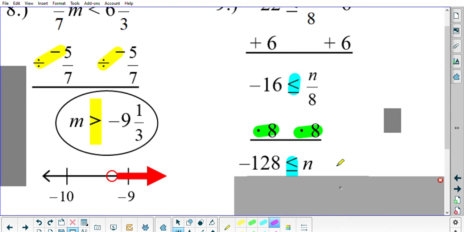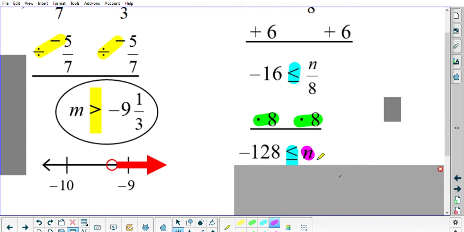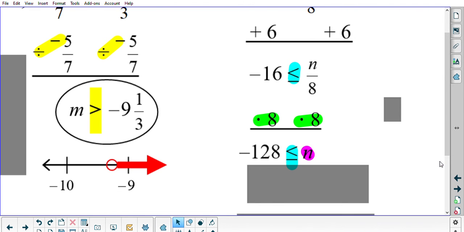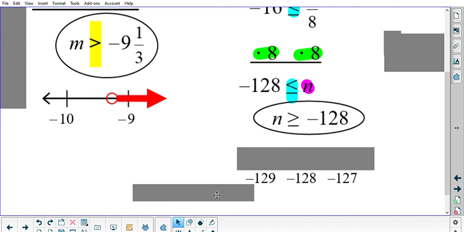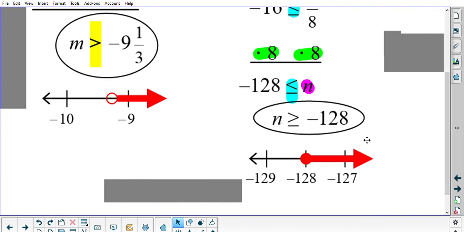But having said that, is the variable at the location that we want it to be? No. So you should go an extra step. Flip the entire thing around. Because if -128 is less than or equal to the n, then that means n is greater than or equal to the -128. And that is why your graph would be shading to the right. Because the n is greater than or equal to the -128. And when it's greater than the number, we're going to go to the right. Since it has the equal to part, that's why we put a closed filled-in dot at the starting point.